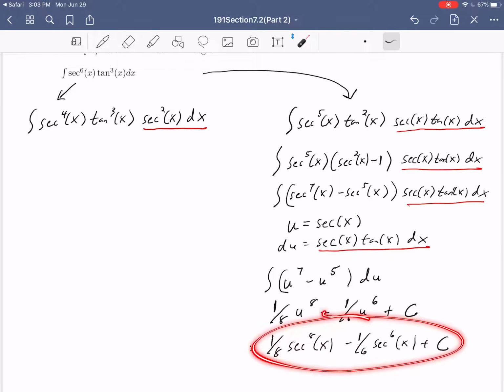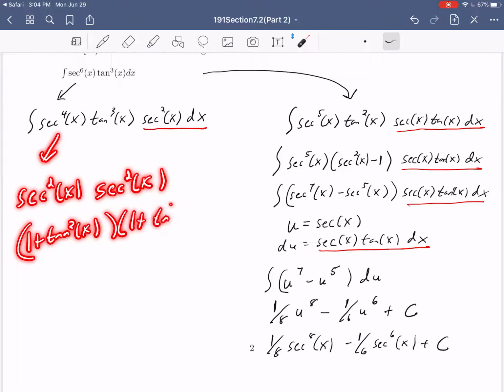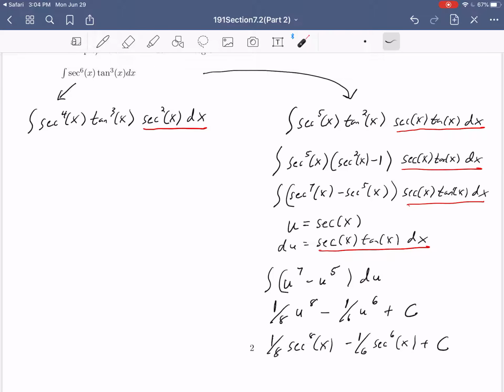And there we go. There's an expression for the antiderivative there. Now, if you guys want, on your own, you can try going down this route. Take this as secant squared, convert both of those into 1 plus tangent squared times 1 plus tangent squared, multiply all that out, get everything in terms of tangent, and then do your substitution. If you do all that, it will certainly work.